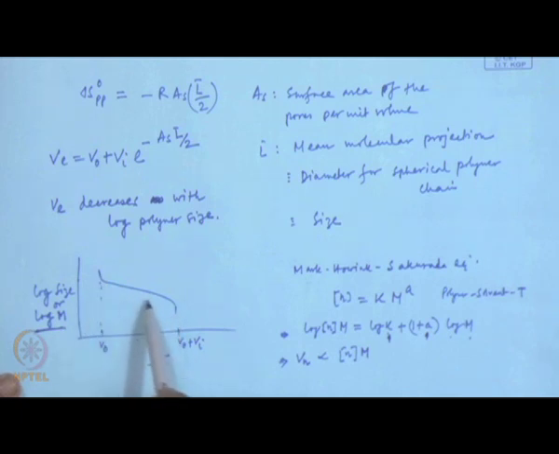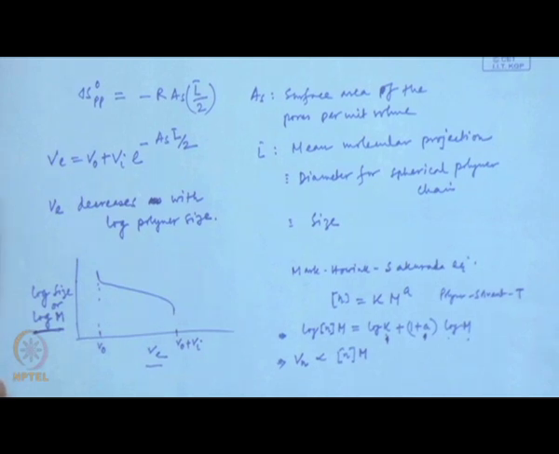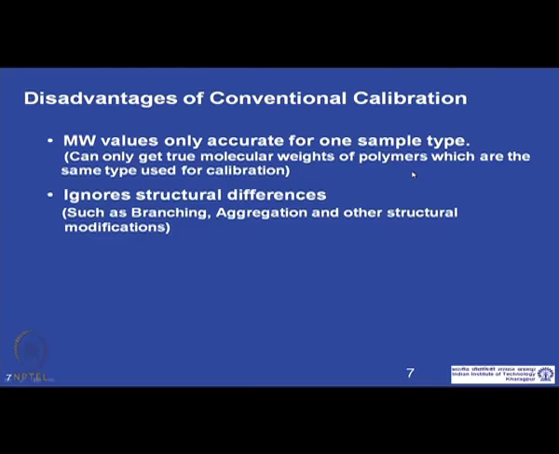So, this calibration curve between log M, the log of molecular weight, and the elution volume is applicable only for a particular polymer whose K and A are constant. Whenever we change K and A for a different polymer, obviously we get a new set of calibration. So, this calibration can be used to get the true molecular weight of a polymer.